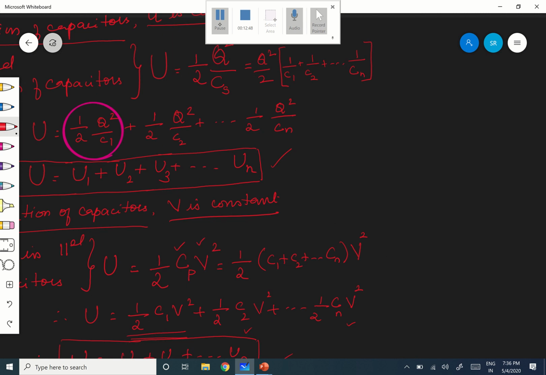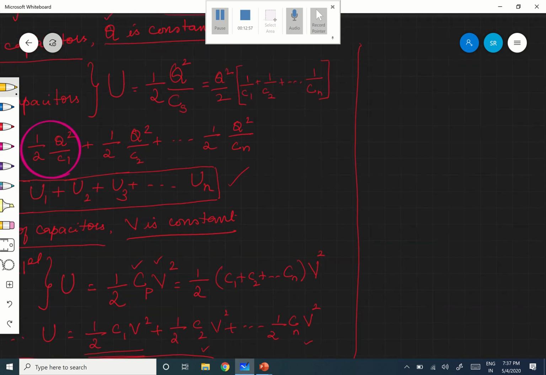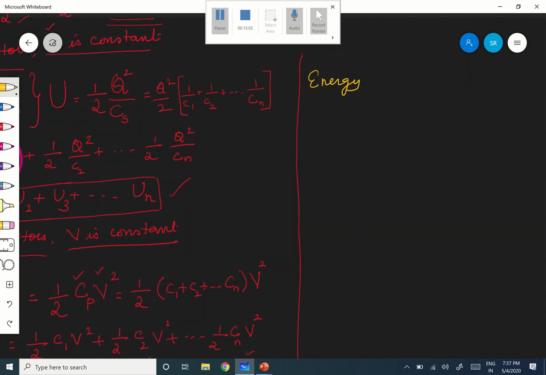What is the next topic? The next topic is energy density. Now we are going to see the energy density of a parallel plate capacitor.